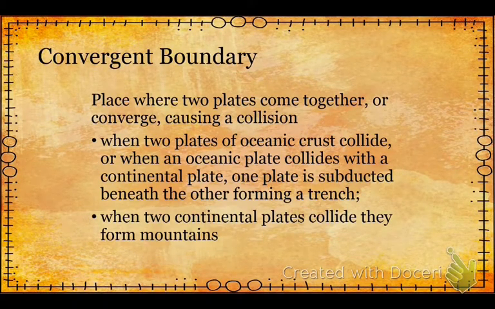A convergent boundary is a place where two plates come together or converge, causing a collision. So when two plates of oceanic crust collide, or when an oceanic plate collides with a continental plate, one plate is subducted beneath the other, forming a trench.